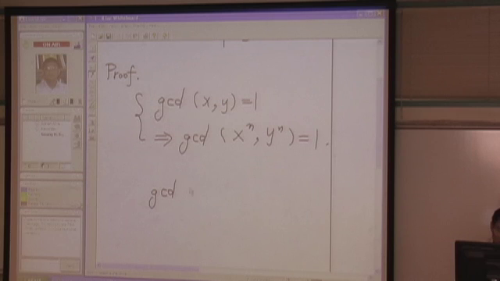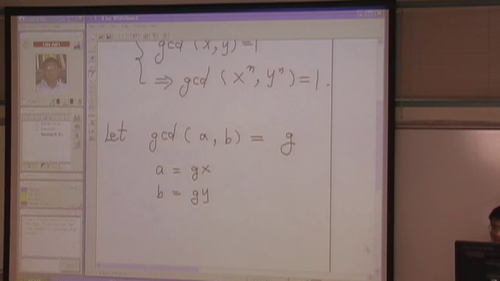GCD of two numbers, a and b. And we assume that this GCD is g, right? So let the GCD be g. Then, because of this fact, we can rewrite a and b, because we have a divisor, right? So g divides a, meaning a is equal to g times some number x, and then b is g times some number y.